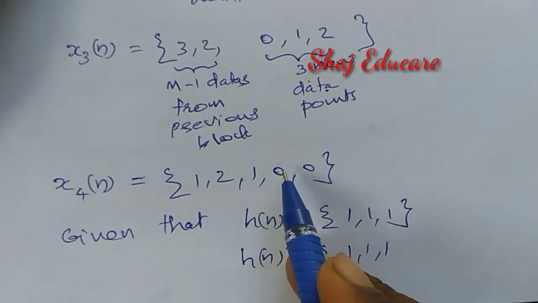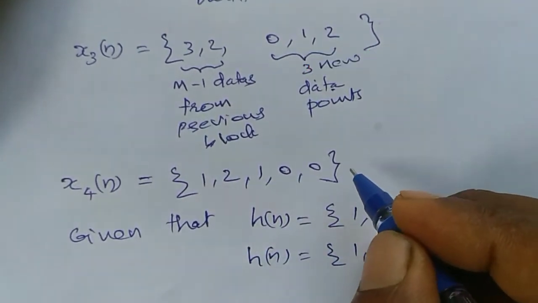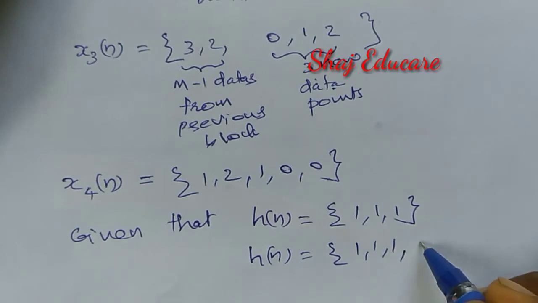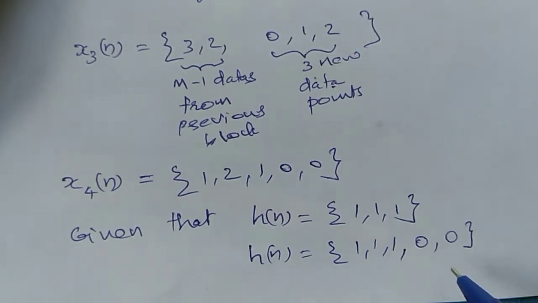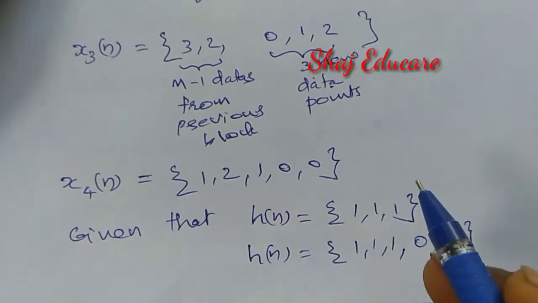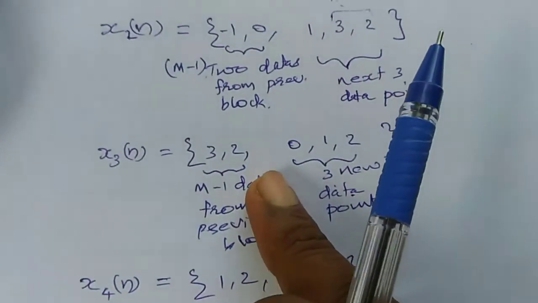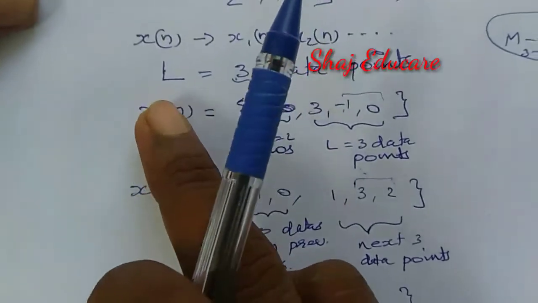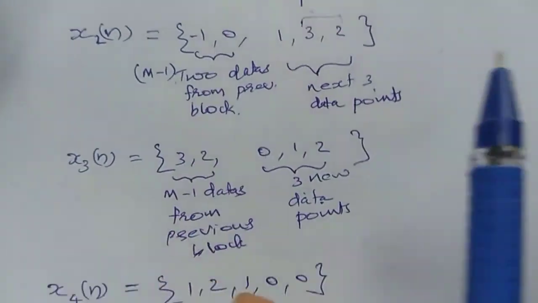The data length should be 5. Here we have only 3 elements, so we have to put additional 2 zeros. Now the length of h of n becomes 5, which is exactly the same as that of x1 of n, x2 of n, x3 of n and x4 of n.